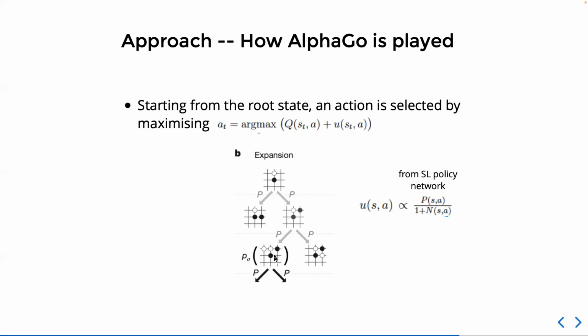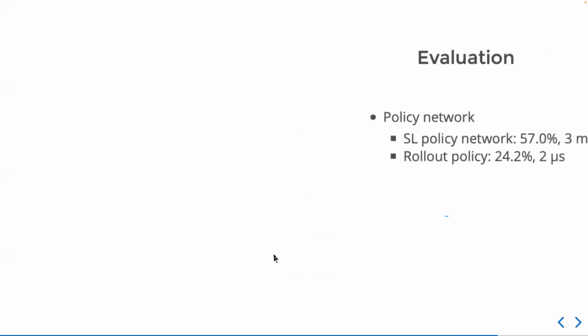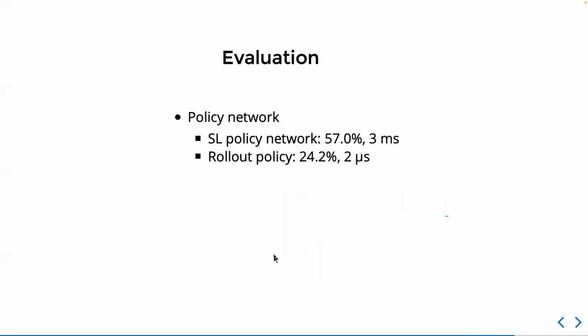So they have some evaluation for the individual networks. You can see that for the rollout policy, the accuracy is lower than the supervised learning policy, but it's much faster.